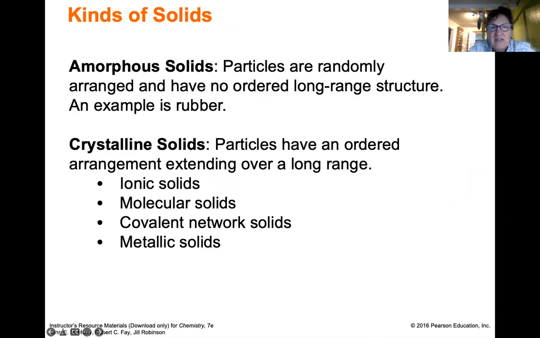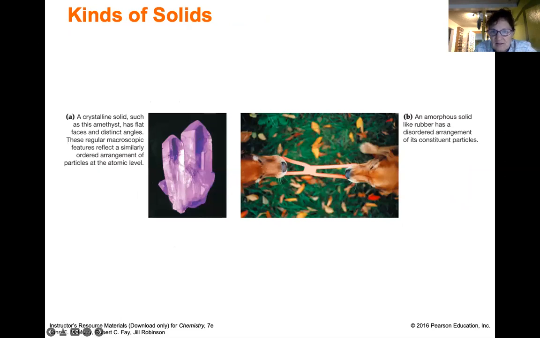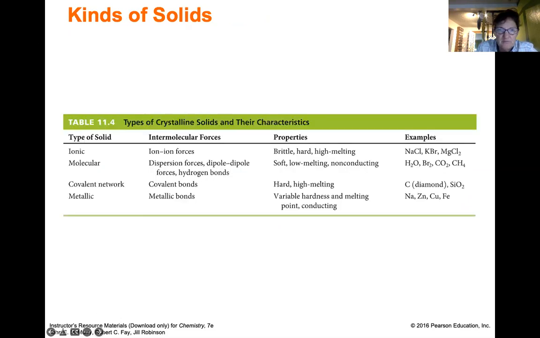So there are lots of different types of solids, and amorphous solids are where particles are randomly arranged and have no order or long-range structure. An example is rubber. Another example is old glass. Crystalline solids are where particles have an ordered arrangement extending over a long range, things like ionic solids, molecular solids, covalent network solids, and metallic solids. So this is just a couple pictures of those, a crystalline one on the left, an amorphous one, rubber, on the right.